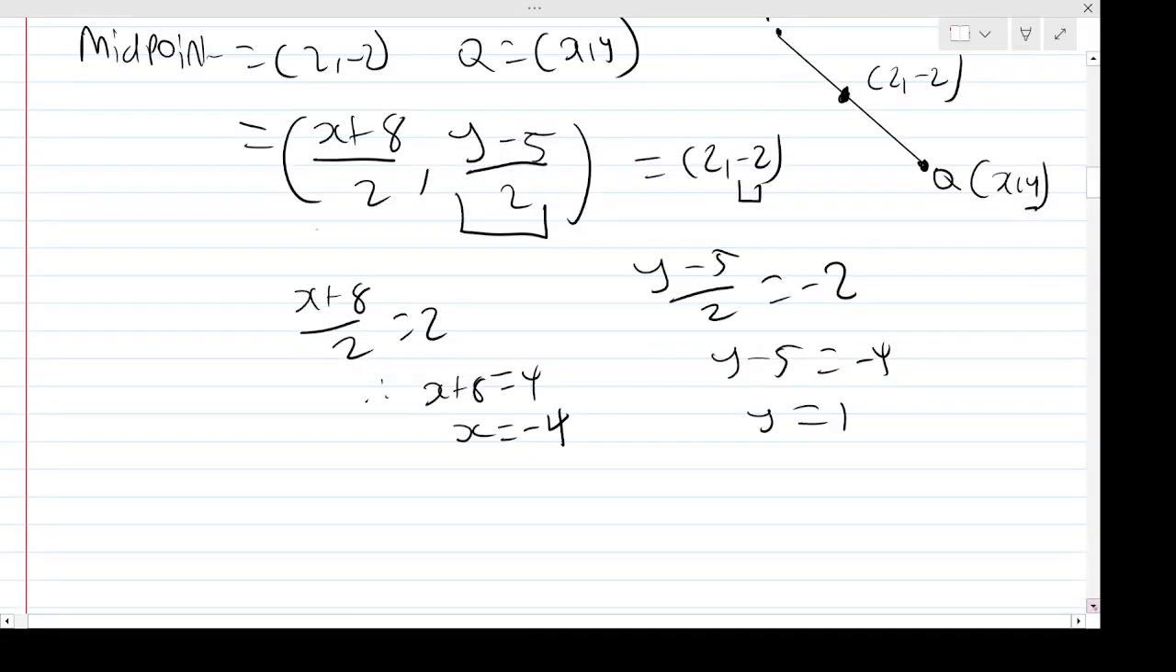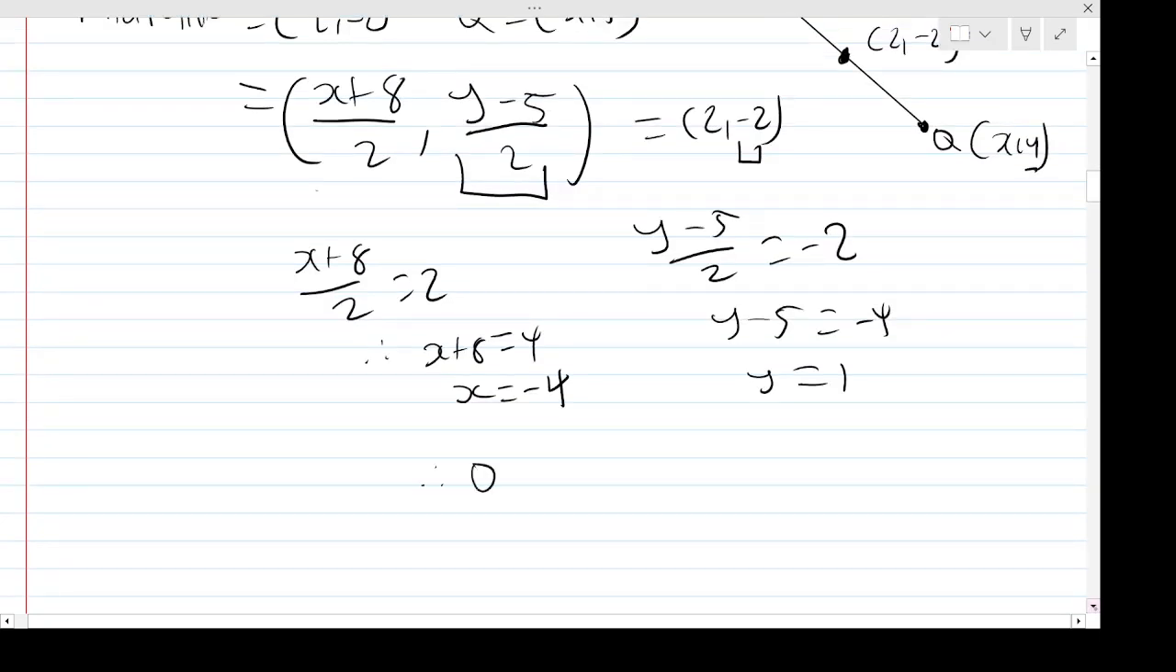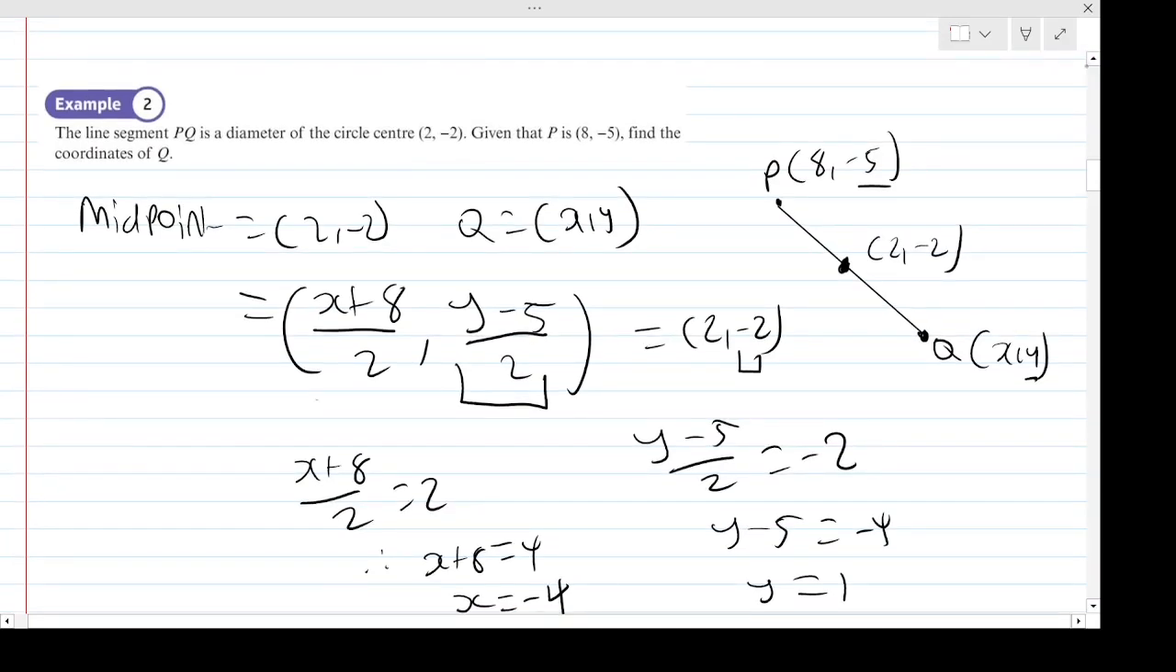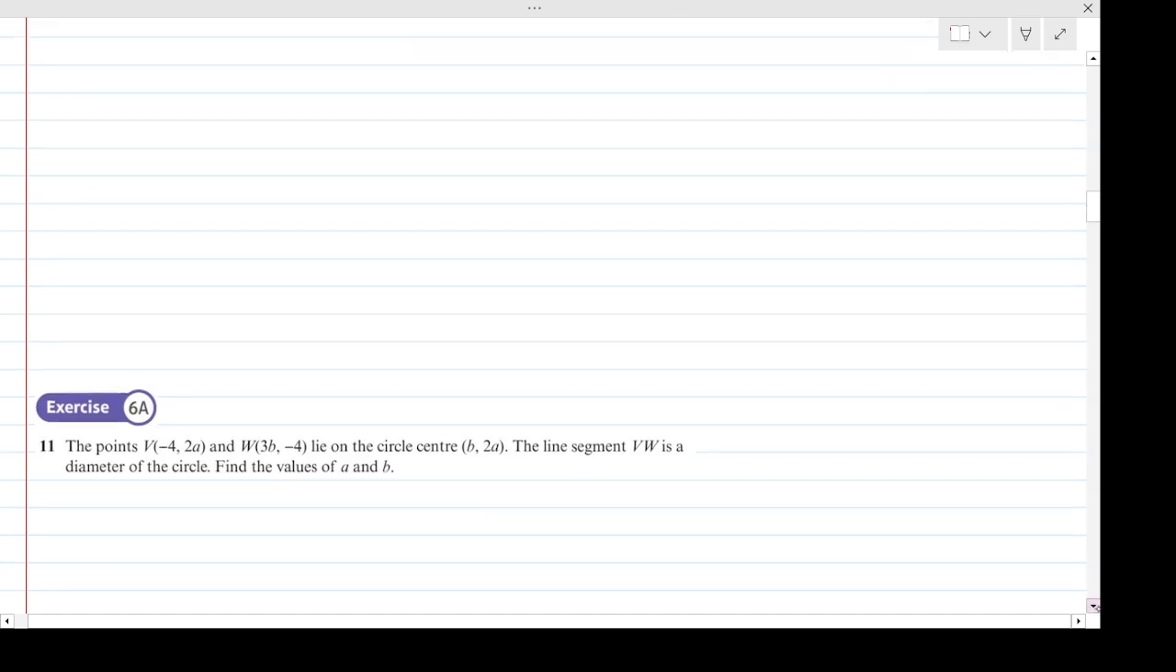Okay. Therefore, the coordinate Q is (x, y), that's (-4, 1). Cool. So we can work backwards there, and we're given a midpoint, we can work out a missing coordinate. The idea is to not freak out, but do exactly the same thing as you'd expect. Don't be afraid to use a bit of algebra to substitute in an unknown value, but the process is the same, the idea of finding the midpoint. Okay, cool. Let's practise this again.